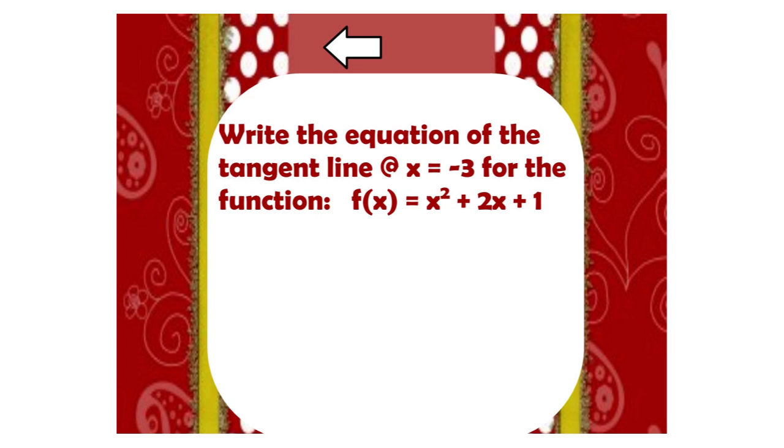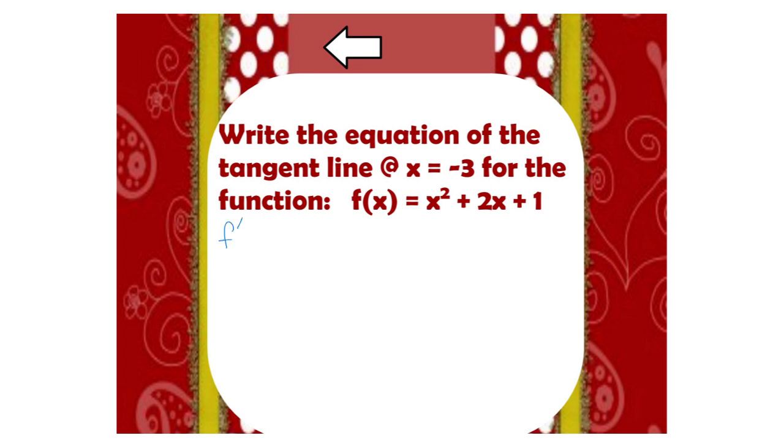This one says write the equation of the tangent line. All right, so to write the equation of a line, I got to know a slope and I got to know a point. Now they're telling me that they want it at x equals -3, so that's going to end up being my point. And to find the slope just means finding the derivative at that particular spot. Okay, so I'm going to start off.